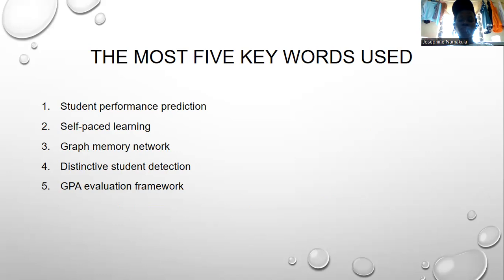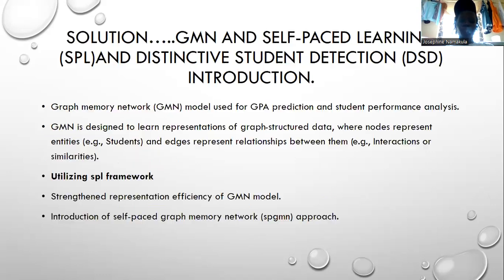Self-paced learning is an instructional strategy where students have some control over the pace at which they are learning. Graph memory network is a type of neural network architecture designed to work with graph structured data. Distinctive student selection refers to the process of identifying students who exhibit unique characteristics or behaviors compared to the rest of the students. In this scenario, distinctive students were those students who performed poorly. GPA evaluation framework refers to the traditional method of assessing students' performance based on the grade point average.